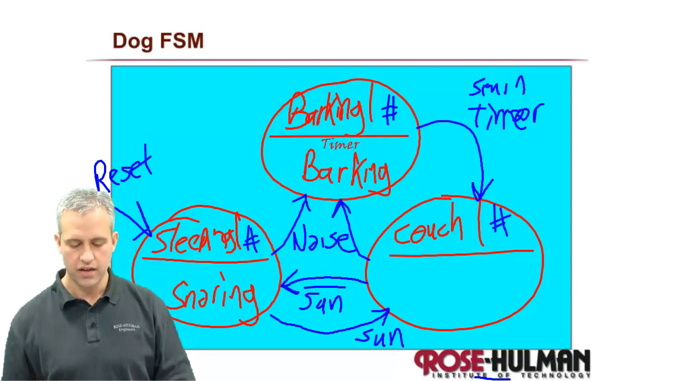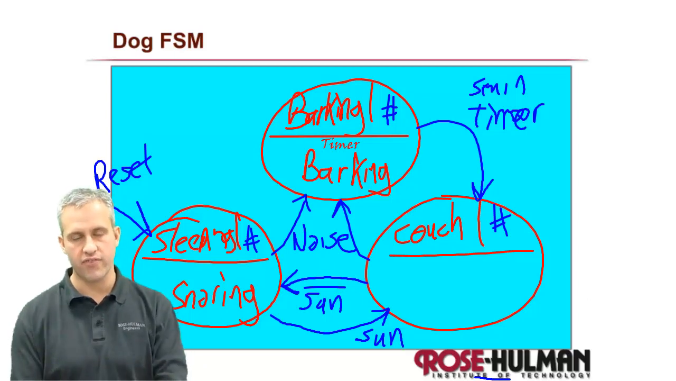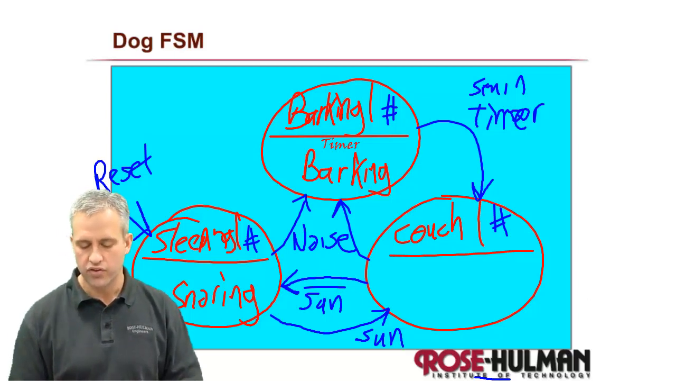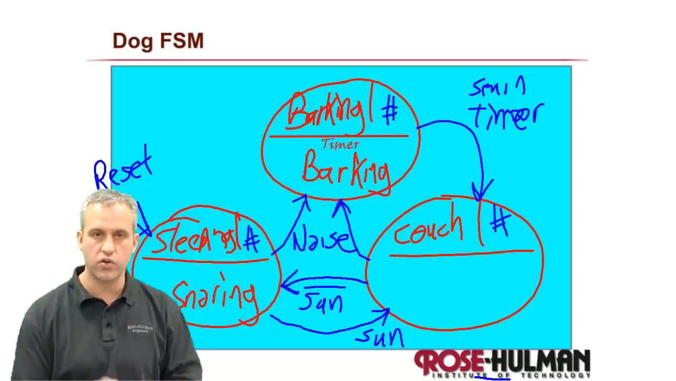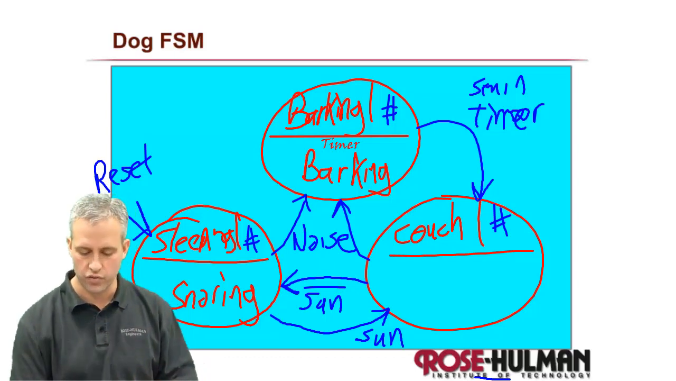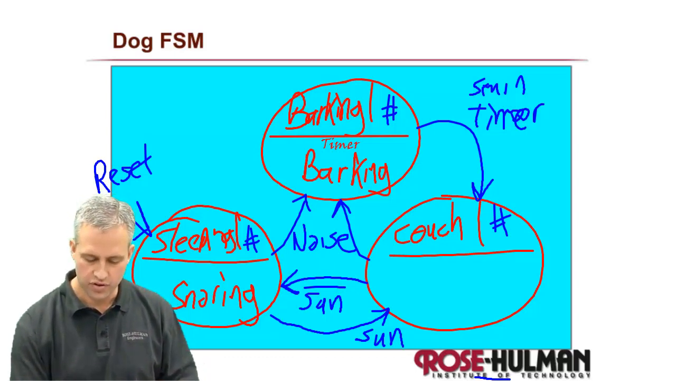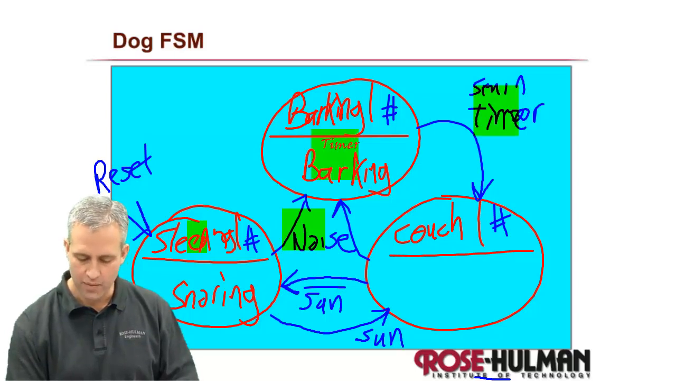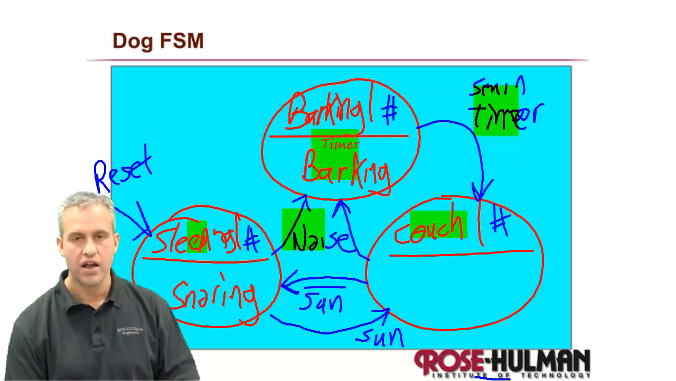So hopefully, if you're able to put together the finite state machine, you could see how if you're doing the timing chart now, all these things would make sense, right? So if you're sleeping and you hear a noise, you go up to barking. After the timer goes off, you get back on the couch.